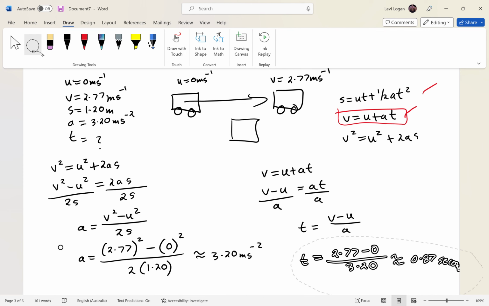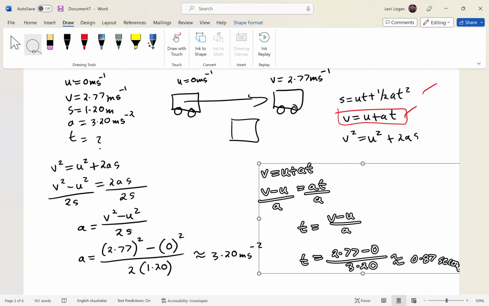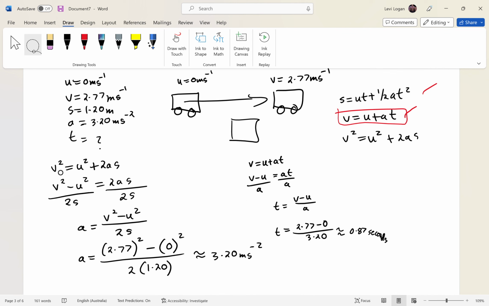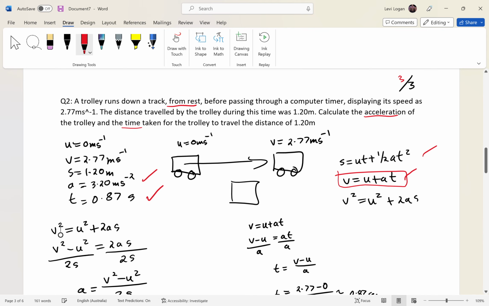So, actually, never mind. I'm going to move all this up here so we have enough room. Boom. So now we've answered the question. We've found the acceleration and the time. So you get 3 out of 3. Okay. All right. Let's move on to the next question.